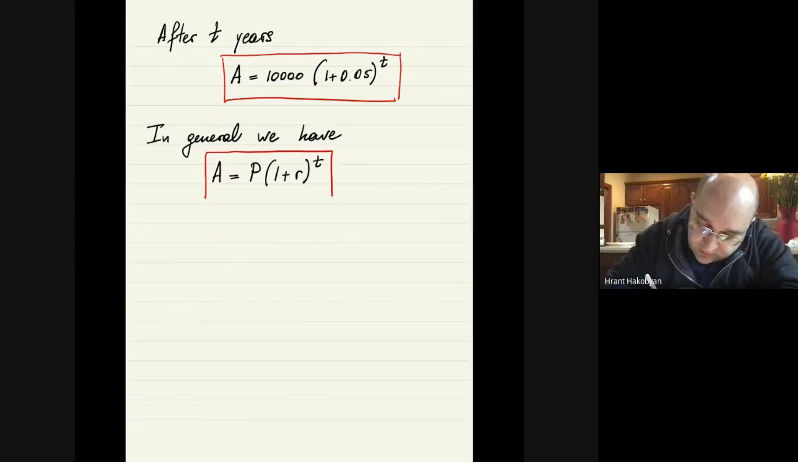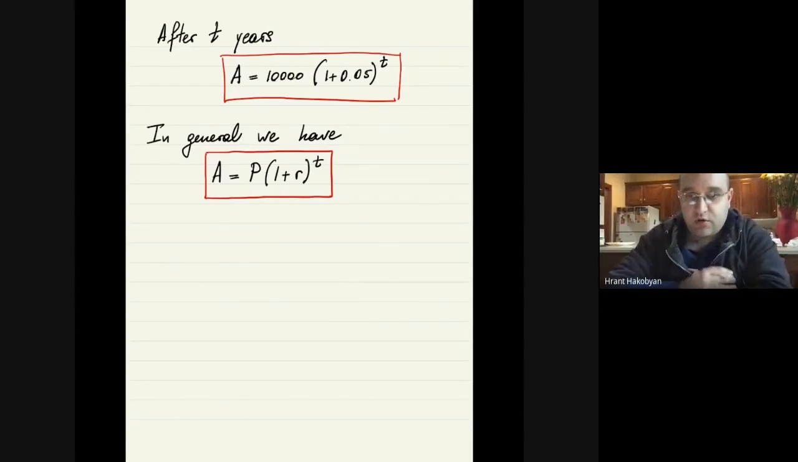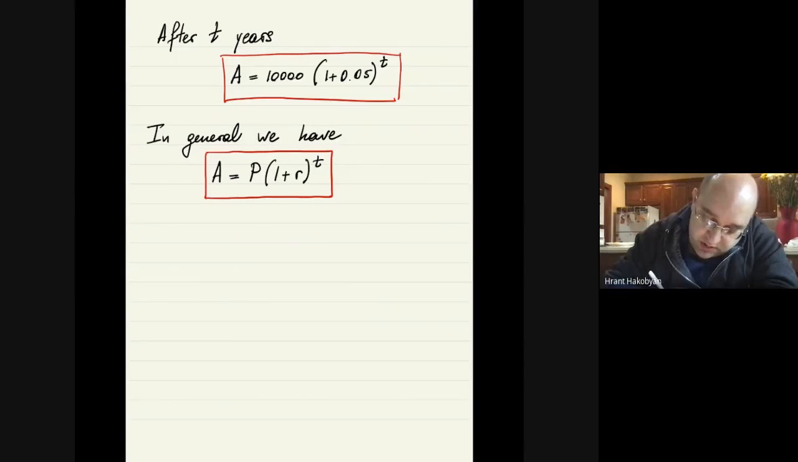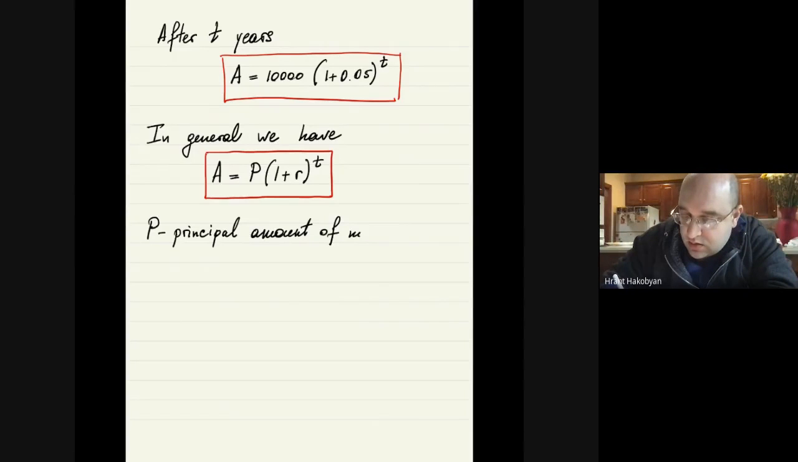So this formula tells you how much money you have in your bank account with the following conditions. So here P is the principal amount, right? So this is the initial amount.